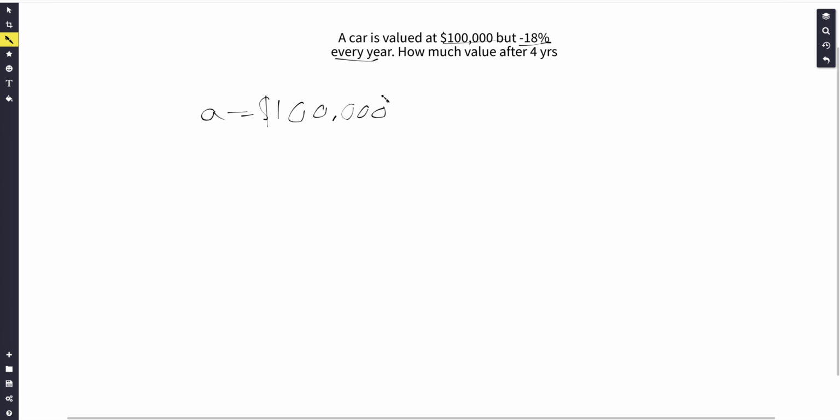So what do we have to do in decay? We know what we do in growth. It was 1 plus. Now in decay, remember, it has to be between 0 and 1. So how do we do that? We have to do 1 minus, and remember, we have to turn this percent into basically decimal. So 1 minus 18 over 100. So that's basically equal to 1 minus 0.18. And that's equal to 0.82. Okay, so that's our B value.